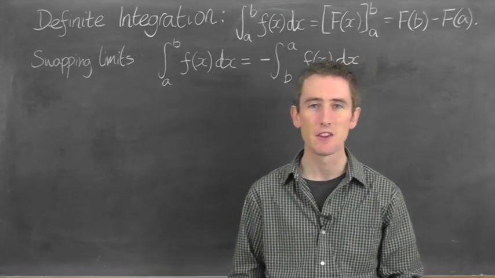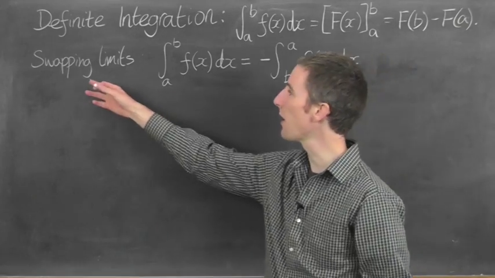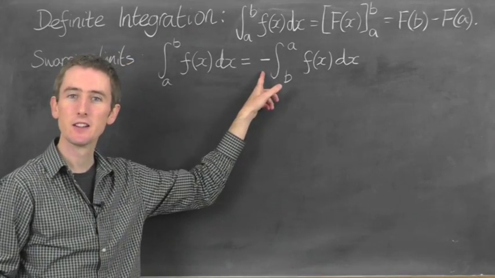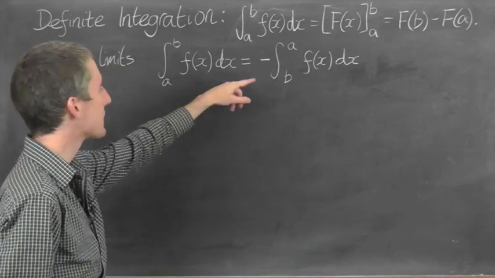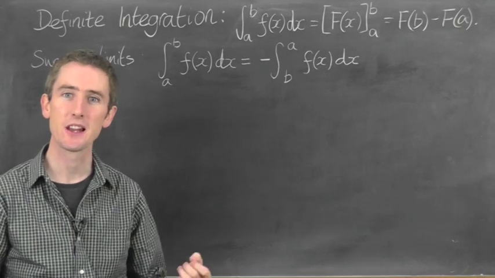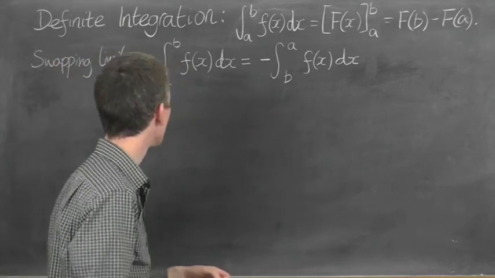One simple property of definite integration is that we can swap the limits of integration by introducing a minus sign. This is actually a simple consequence of integration by substitution when we change the limits. So let me show you how that works.